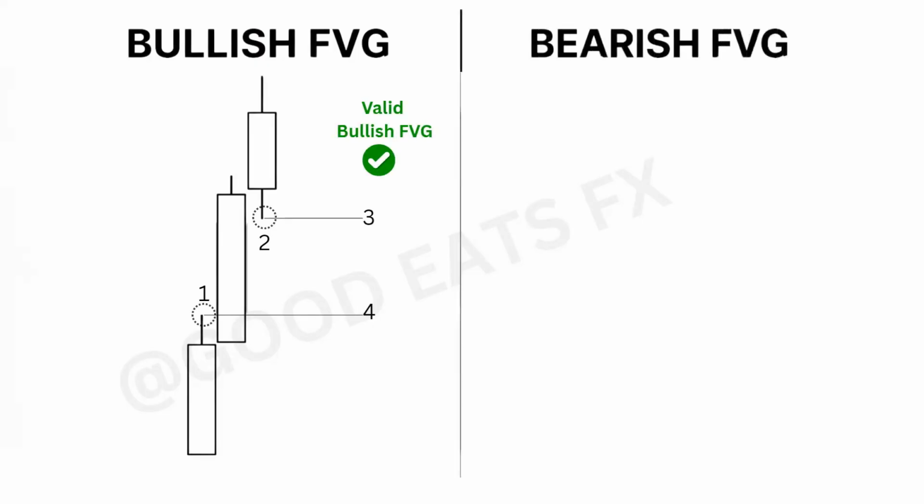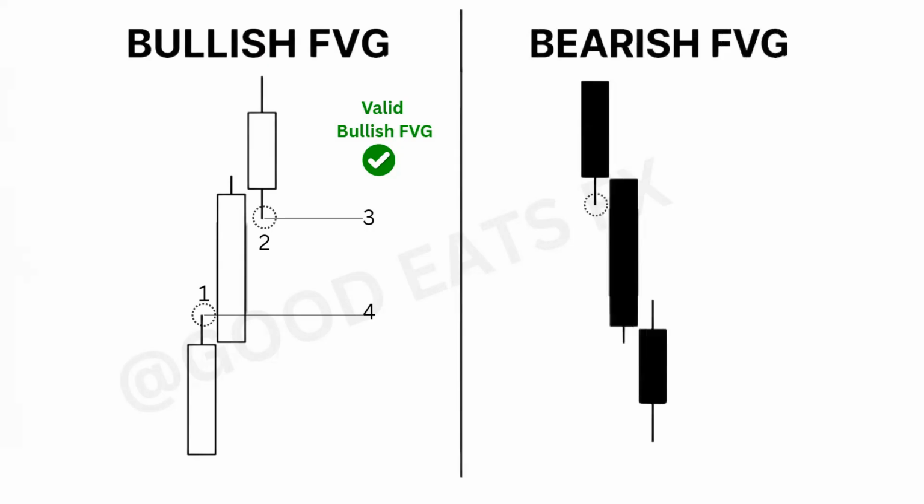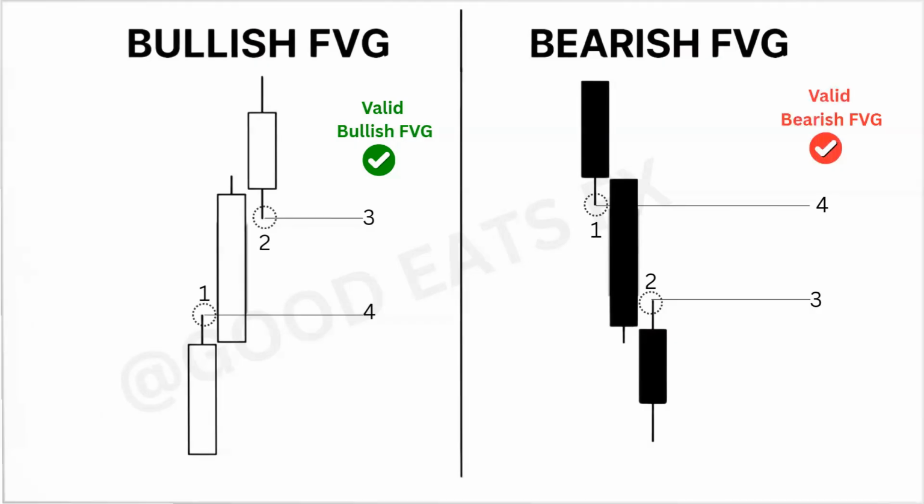Our bearish fair value gap will also be a 3-candle pattern. Candle 1, you see the point there. It's point number 1. We extend that out. Candle number 3, you see the point on the high there. That's the second point. We extend that out. By extending the line out to 3 and 4, between the point 1 and 2 is where the fair value gap is. That is a valid bearish fair value gap.